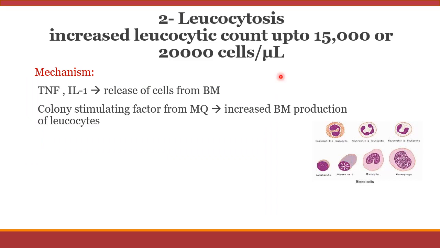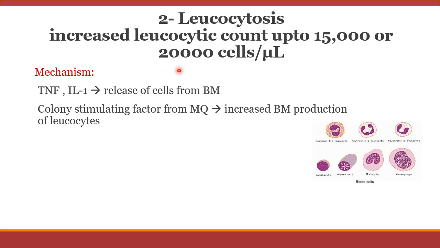The next systemic effect of acute inflammation is leukocytosis. Leukocytosis means an increased leukocytic count up to 15,000 or 20,000 cells per microliter. The normal leukocytic count does not exceed 10,000 cells per microliter. So if we have this much increase in the total leukocytic count, this will be called leukocytosis. So why does leukocytosis happen?